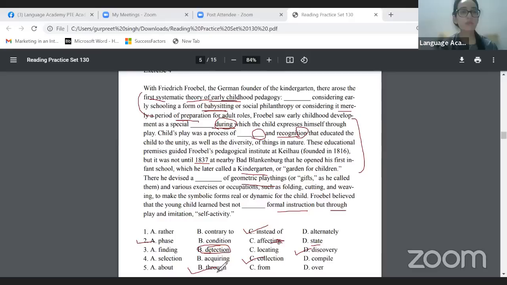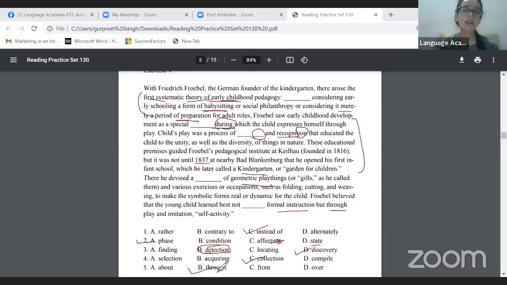So it's very rare that we get these kinds of questions in the exam. It's not always that you get interpretation questions or understanding questions in the exam, but it is possible once in a while. So you should be preparing yourself for these kinds of questions as well. So the first answer was again based on context, that it's the first theory that he framed on early childhood, instead of just thinking that early childhood is just babysitting and nothing more than that. So that's why it is instead of.